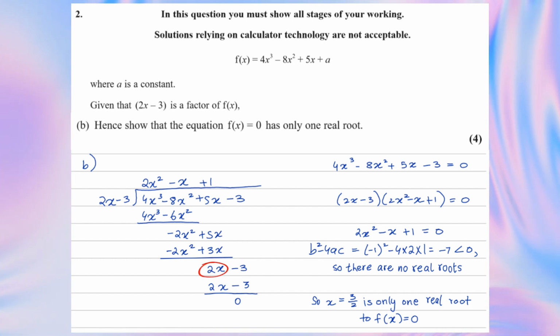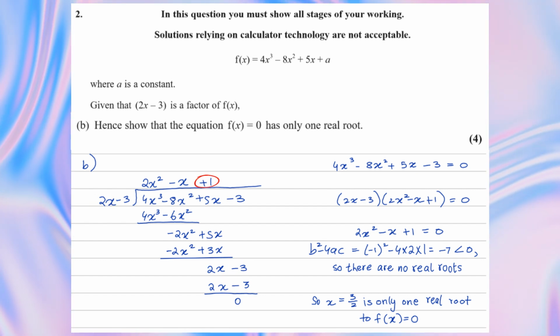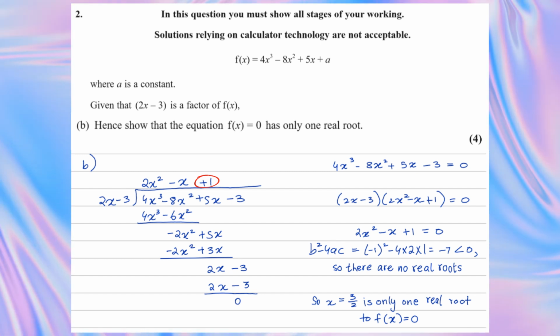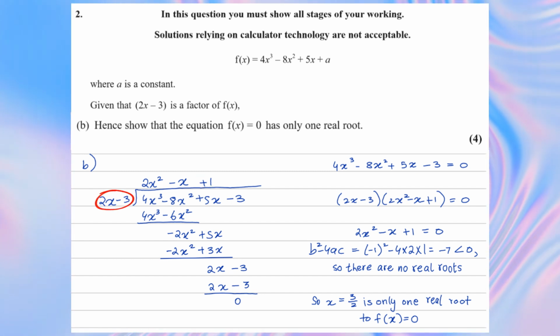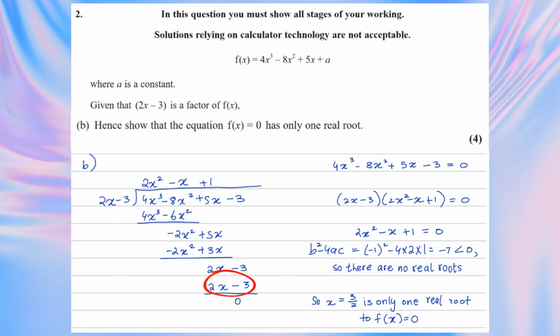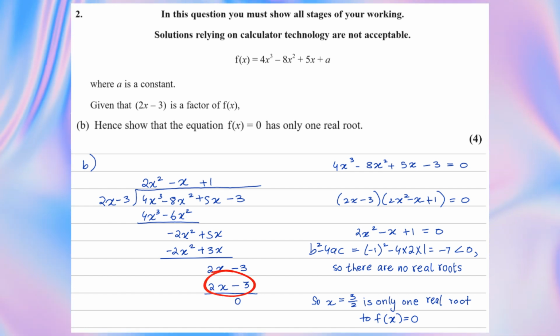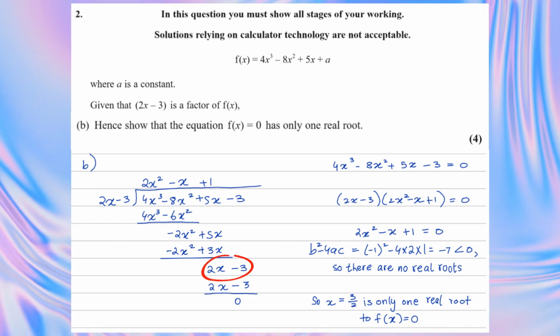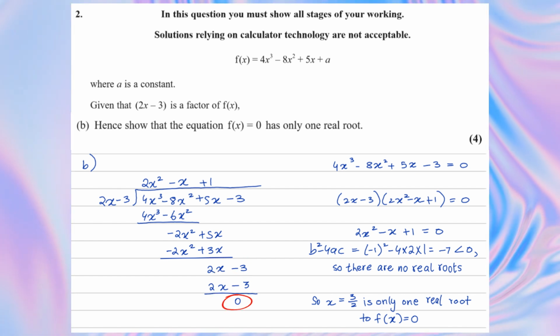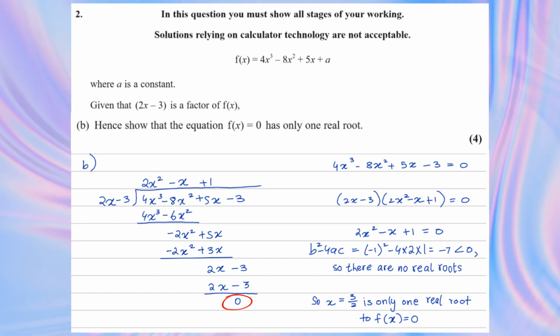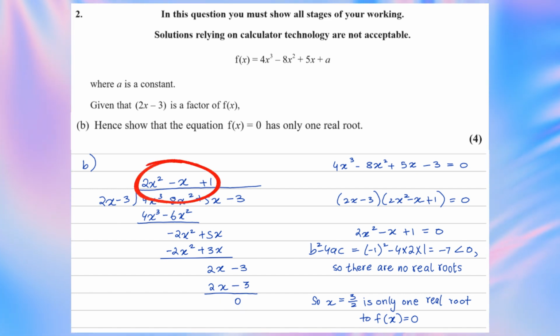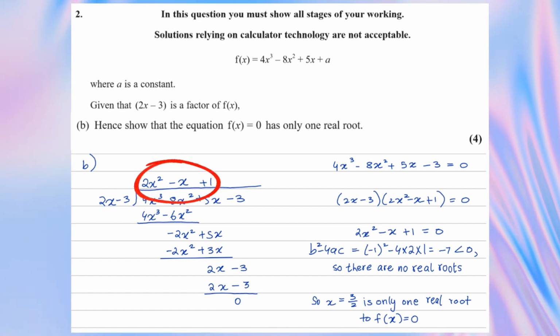Next, divide 2x by 2x. This gives us 1, which we write at the top here. Now we multiply 2x minus 3 by 1. This gives us 2x minus 3, and we write that down here. Then we subtract 2x minus 3 from 2x minus 3, which gives us 0, and we write that down here. Now we know that 2x squared minus x plus 1 is also a factor of f of x.